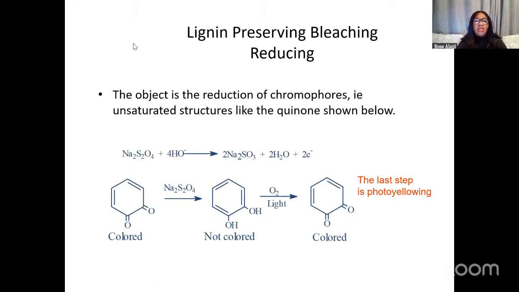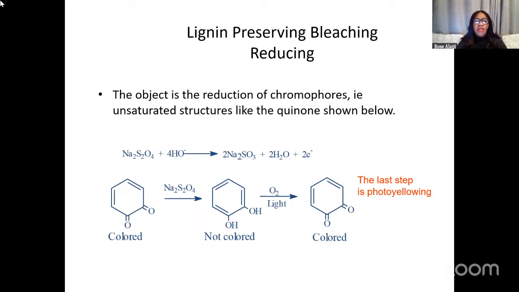So this is what happens. The lignin-retaining bleaching, which is the bleaching of mechanical pulp. We say lignin is still retained. So the yield is not really much tampered with, but we have to work on the chromophores that are in the lignin to achieve the brightness. So the objective of this particular one is the reduction of chromophores, for example, the unsaturated structures like the quinone that I've shown you before. So let's look at how this happens here.